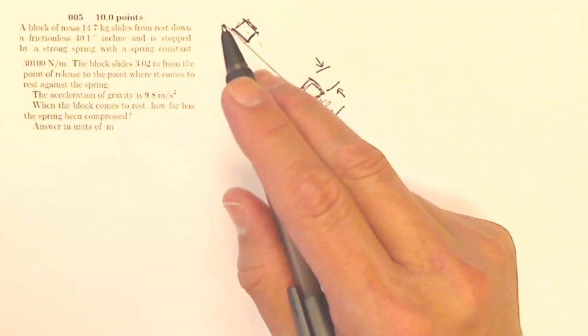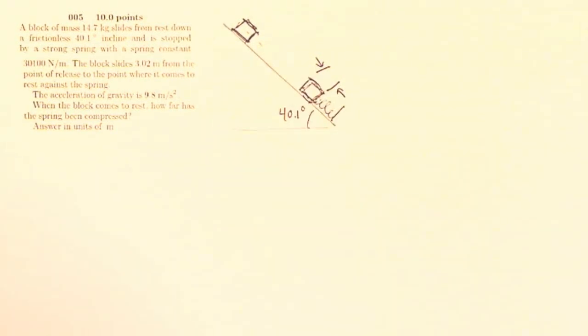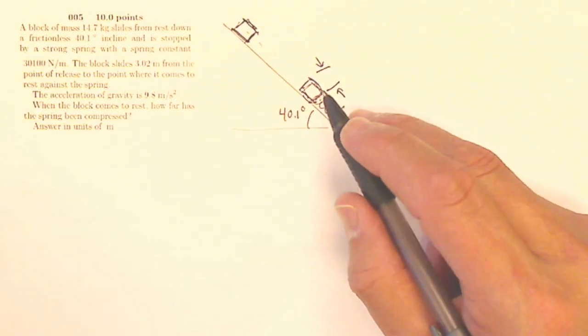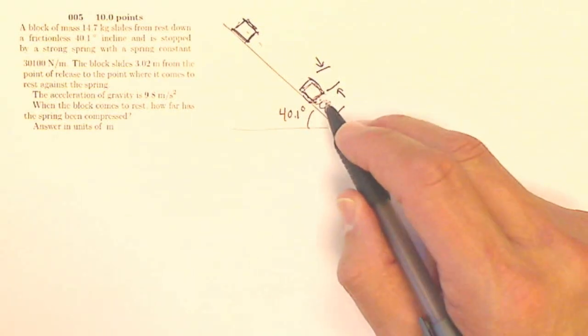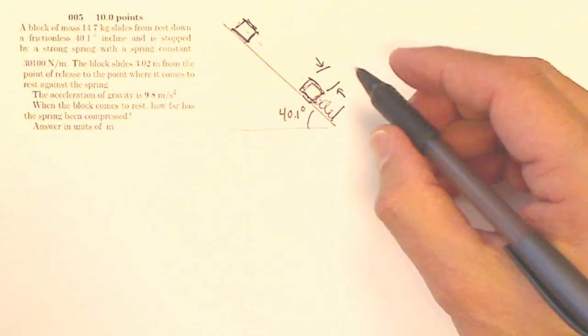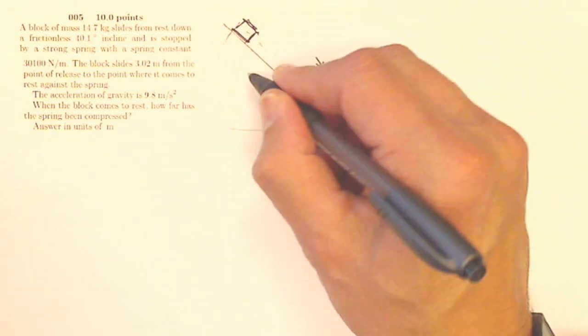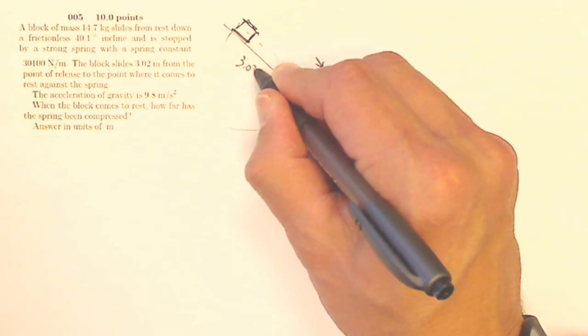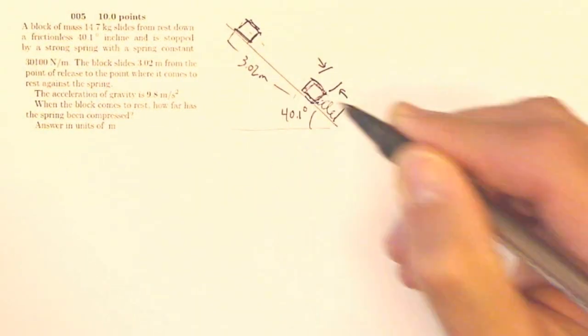So at this point, it can fall, so it's got some potential energy. At this point, the spring is all compressed, so it's got some spring potential energy. I'm looking for this distance. I know that this distance that it slides is going to be 3.02 meters from top to bottom.